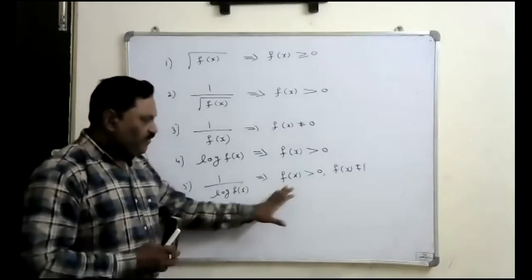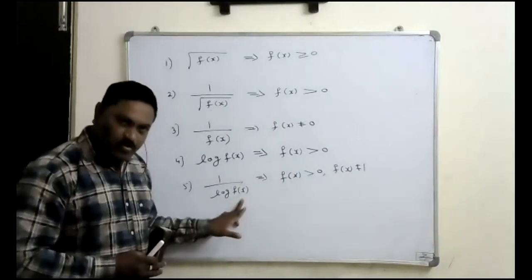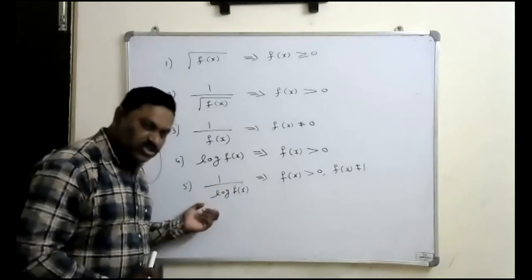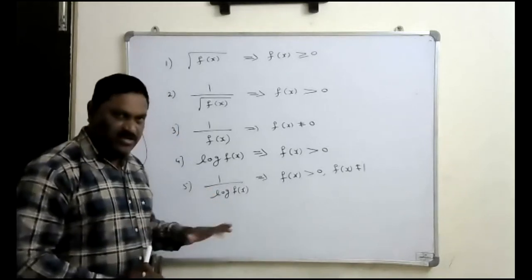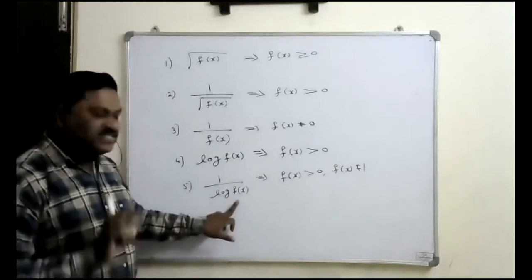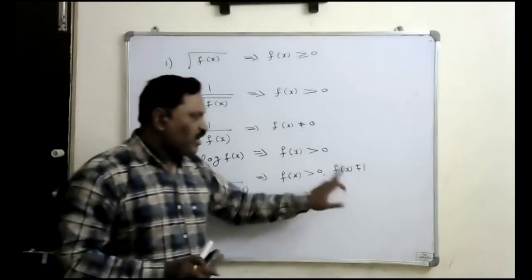Understand? Inside the log we always have to take a positive value, and this is the denominator function, so we do not want zero in the denominator. That's why f of x is not equal to 1, because log 1 is 0. So this is the condition we have to remember.